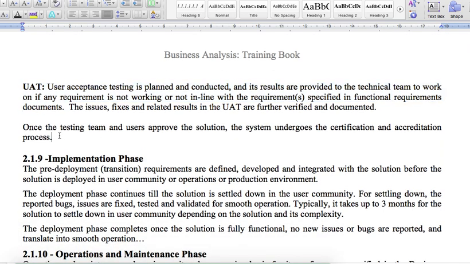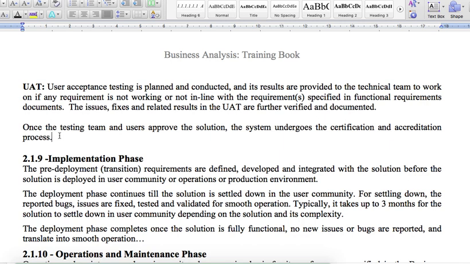Now the users have to test it from the user perspective, how they will interact with the solution in terms of the step-by-step process, in terms of the end-to-end process, or test a particular functionality, what kind of data they expect, what kind of business rules they may apply.